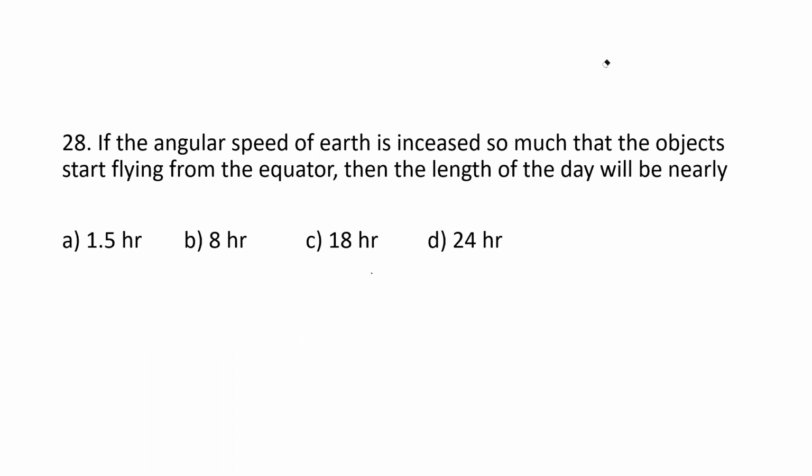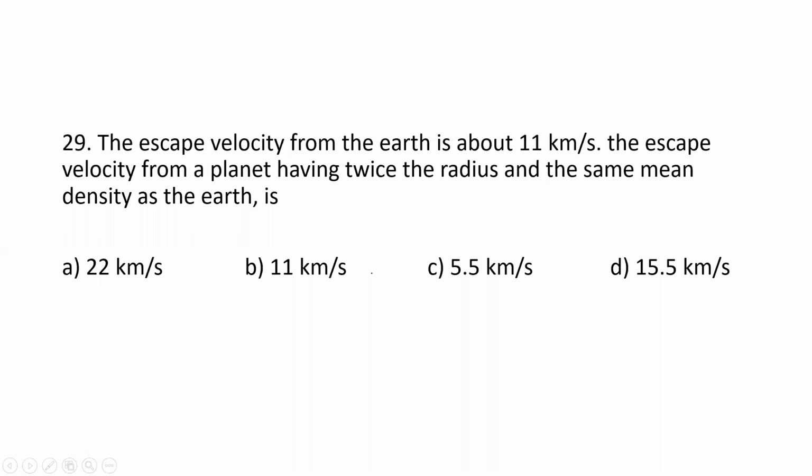Okay, let us see the next question. The escape velocity from the Earth is about 11 km per second. The escape velocity from a planet having twice the radius and the same mean density as the Earth is. So what we need to calculate here is the escape velocity value. The planet has twice the radius and the same mean density as the Earth. The radius is more, but the density is the same. So let us solve this one.